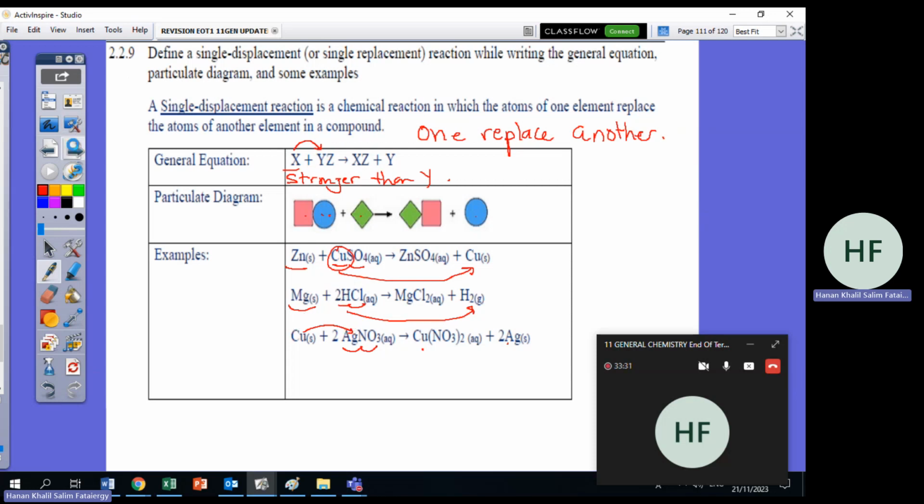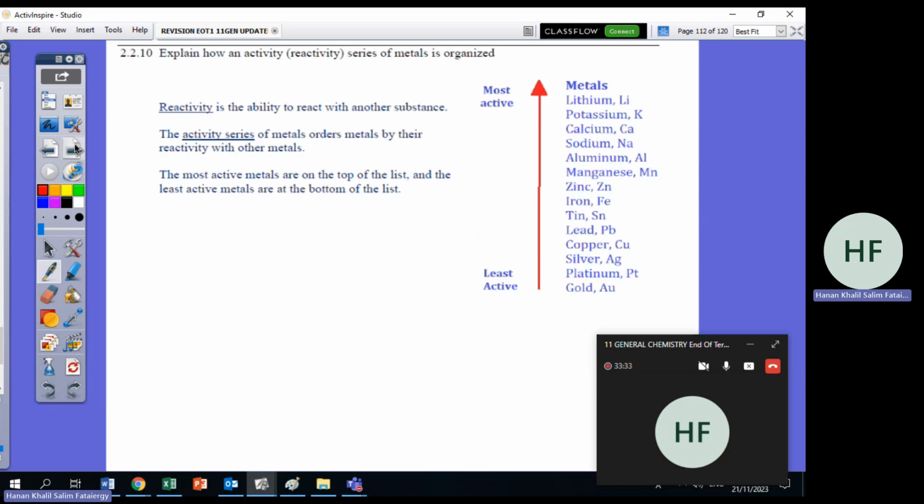So how will I know if a substance is stronger than another or not? You have to look at the reactivity series. It will be available at the end of your exam, along with the periodic table. How will I use it? I will say Zn plus NaCl. Okay, there is no Zn.